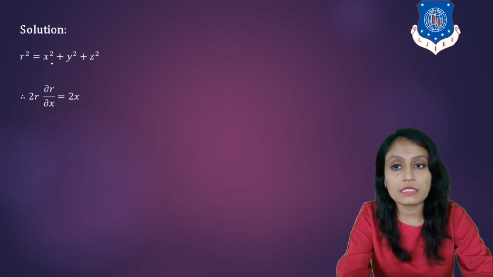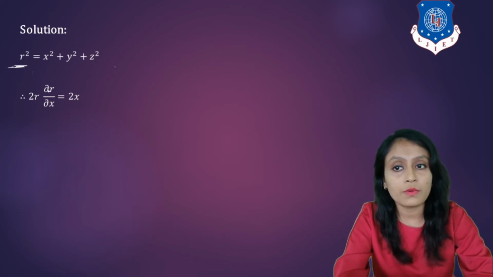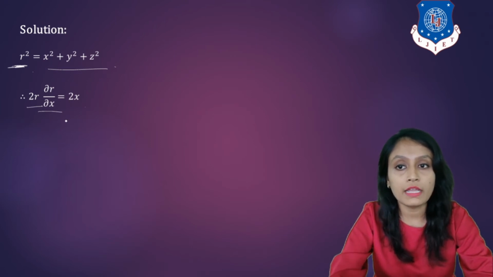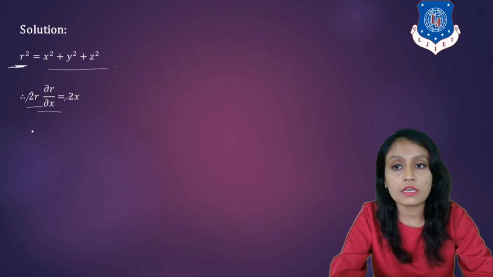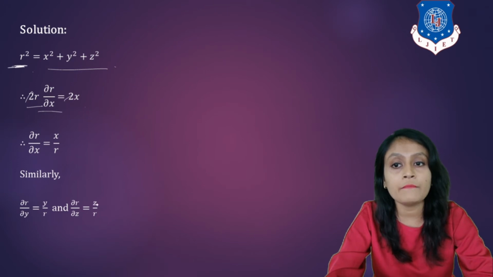Firstly, we have r square is equal to x square plus y square plus z square. Okay, so differentiate with respect to x. So from here r square you will get 2r into del r by del x, and from this side you will get 2x because y and z are constant. When we differentiate with respect to x, this 2 will get cancelled. So answer of del r by del x is equal to x upon r. Okay, next one. Similarly, we can find del r by del y as y upon r and del r by del z as z upon r by just replacing this x by y and x by z.